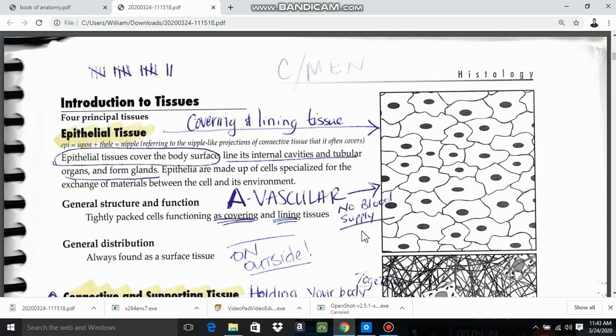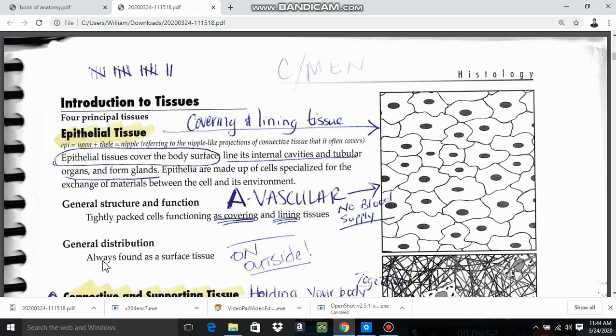It's usually just absorbed through, for example, I'm just going to tell you guys, your skin is epithelial tissue. There's no direct blood vessels going to your skin, otherwise you'd be bleeding all the time. Your skin receives its nutrients just by virtue of being close to vascular tissue, which is the underlying layers. So that's good notes to have for epithelial tissue. Covering and lining tissue, it's avascular, there's no blood supply.